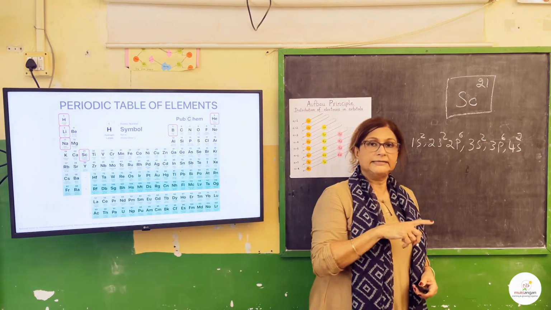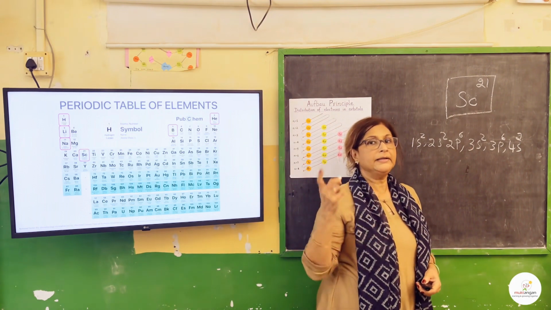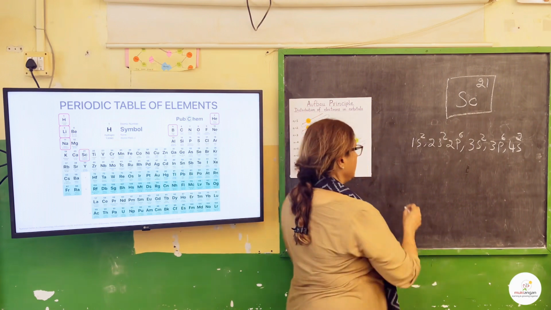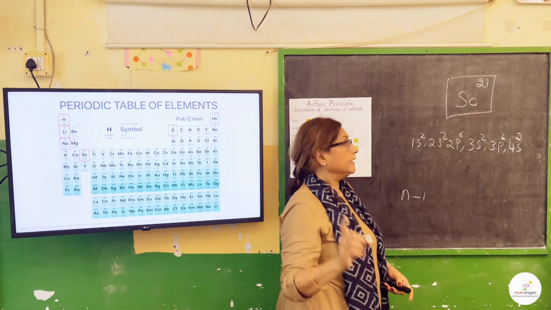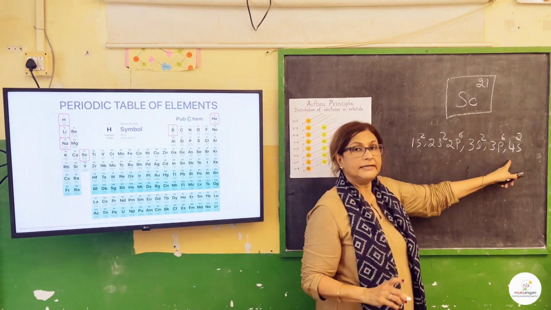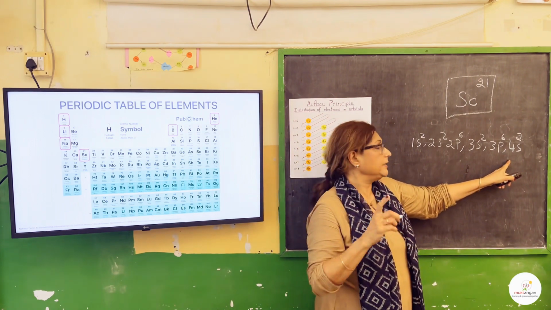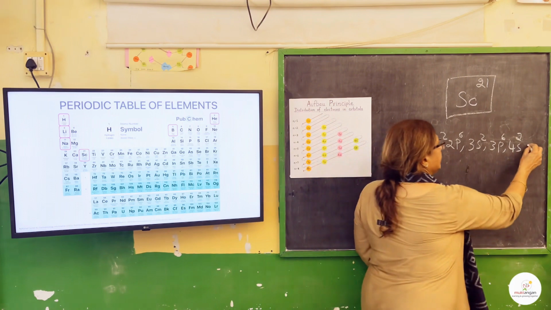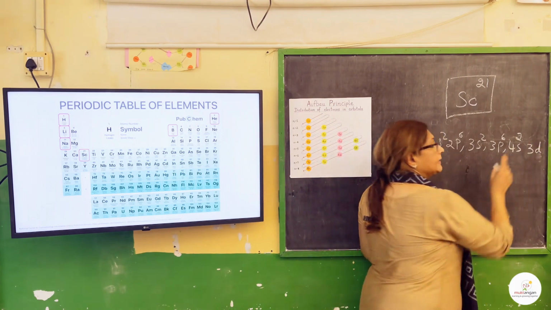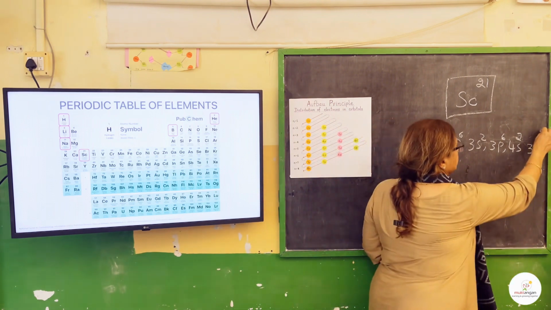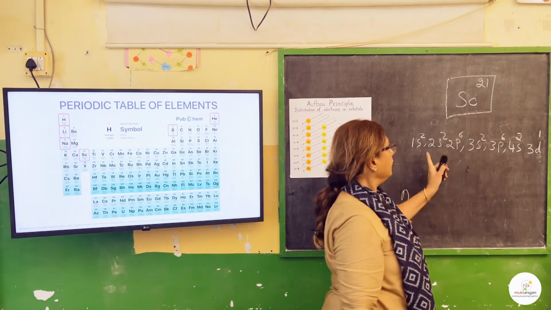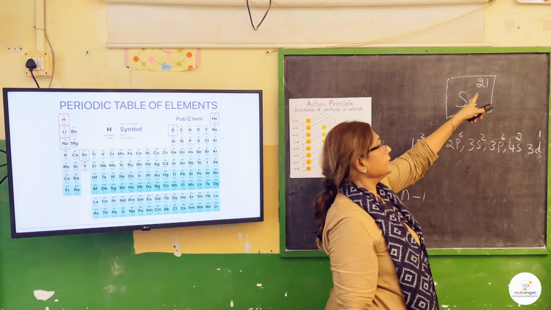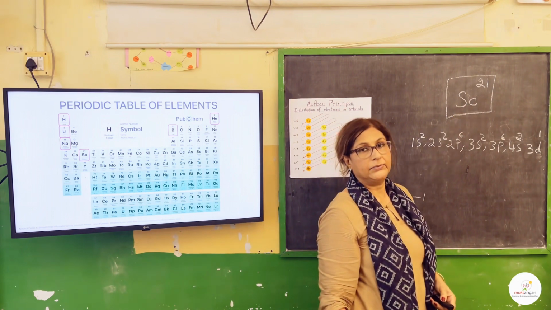Now remember what I said earlier for D block elements, that there the rule is a little different, where it is n minus 1. In other words, if it's 4s, then we have to minus 1, so it becomes 3d. So we write 3d and the remaining electron, that is 1. So this is the electron configuration for scandium with the atomic number of 21.